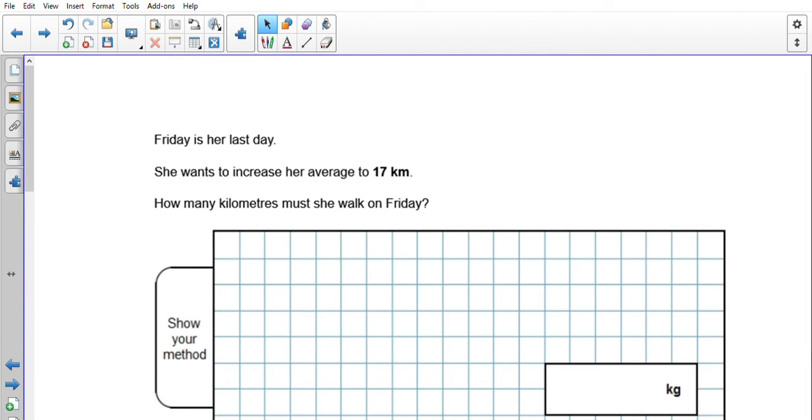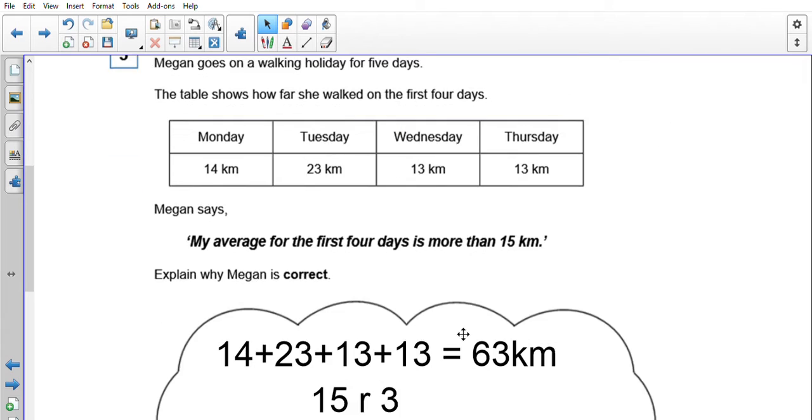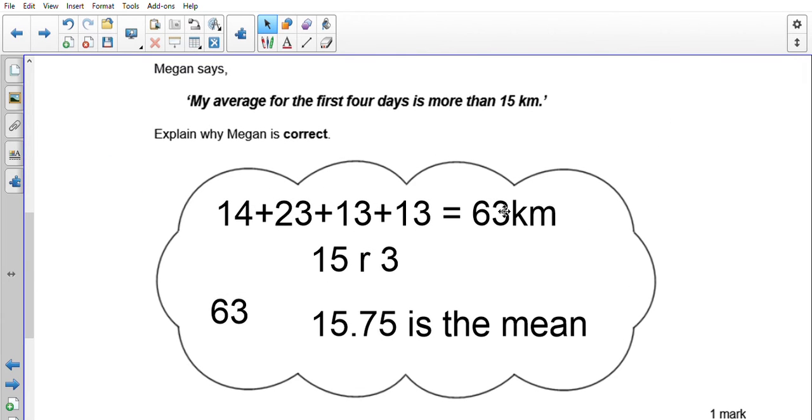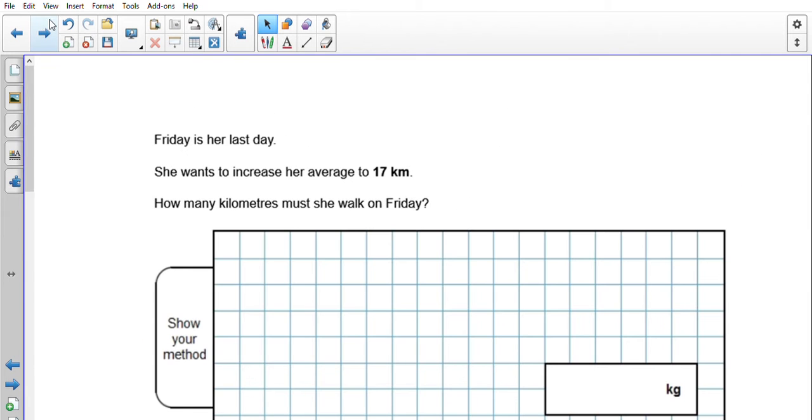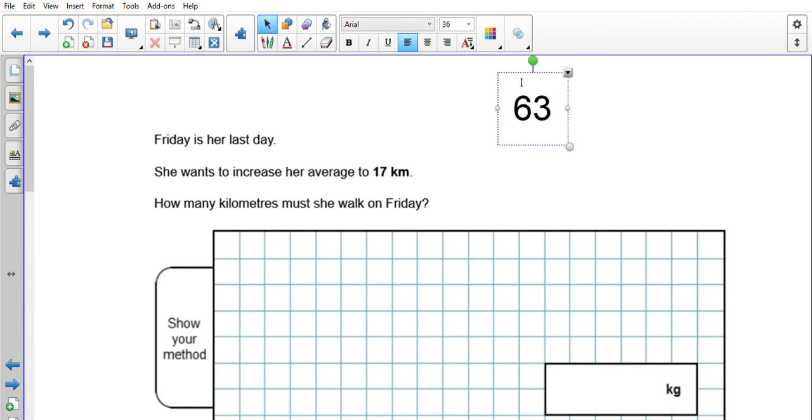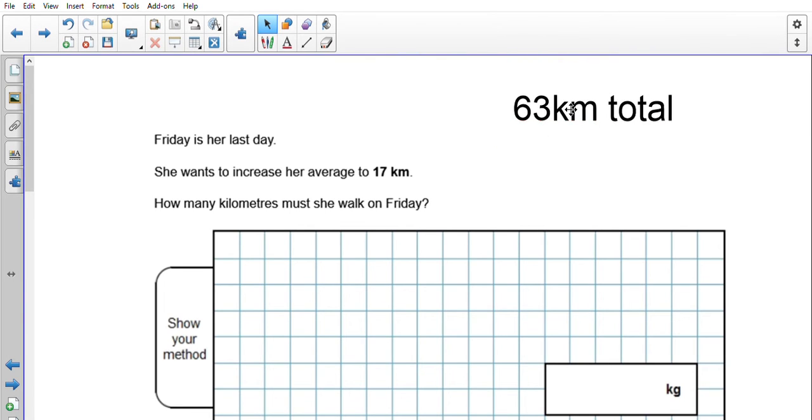Friday's her last day and she wants to increase her average to 17 kilometers. How many kilometres must she walk on Friday? Okay, so what we need to know is how much she's walked already, which is 63 kilometres. So I'm just going to pop that up here just to remind me. That's what she's got for the 4-day total.